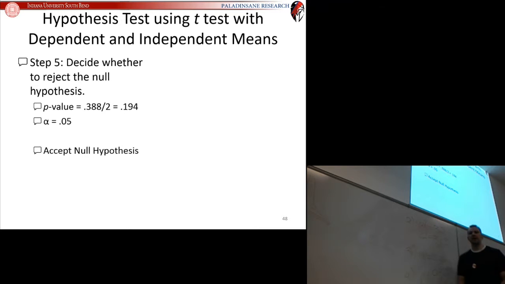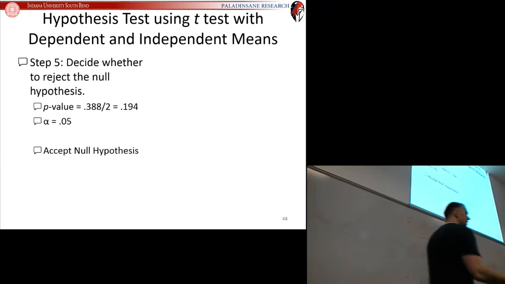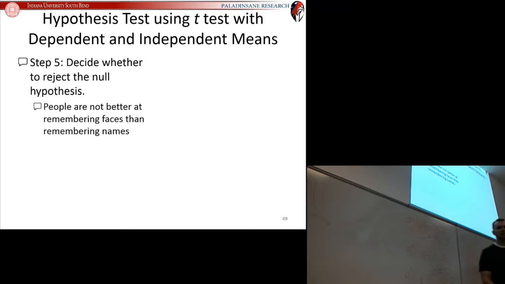And it turns out that based on this data, based on this research, memory for faces is no different than memory for names. We're not better at memory for faces. That's an illusion according to this analysis. So people are not better at remembering faces than they are remembering names. All right, that was the independent means t-test.